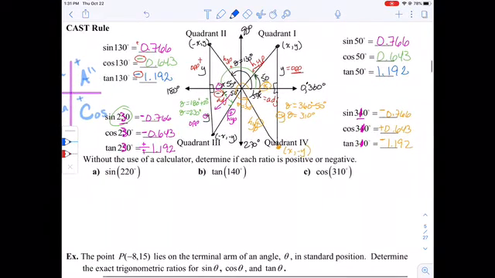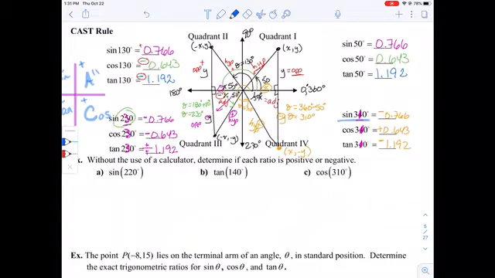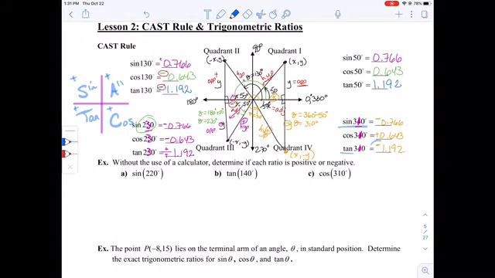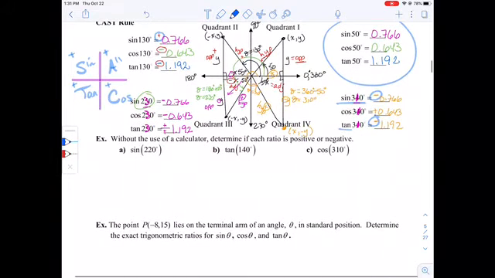So if we look here, does that make sense? Yes, in my fourth quadrant, sine is negative, tan is negative, and cosine is positive. In my first quadrant, all of them are positive. In my second quadrant, sine is the only one that's positive. And in my third quadrant, tan is the only one that's positive. So the cast rule, very important.